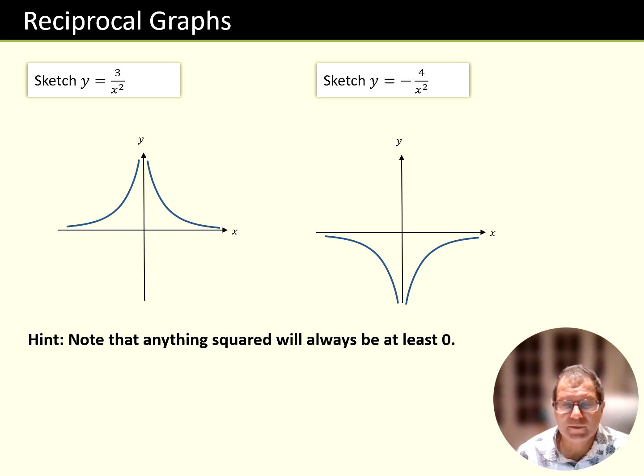For the other one, negative 4 over x squared, basically everything I said is the same, except there's a minus sign in front of it. So rather than all points being above the x-axis, they're all below the x-axis.